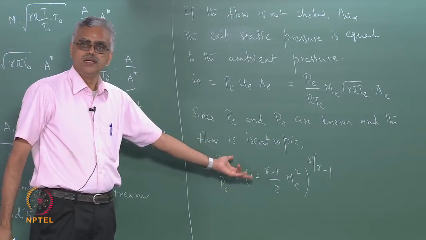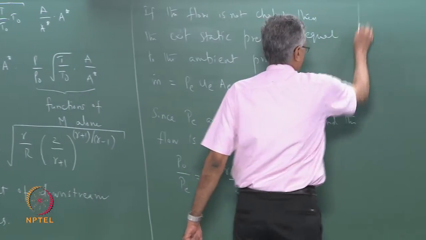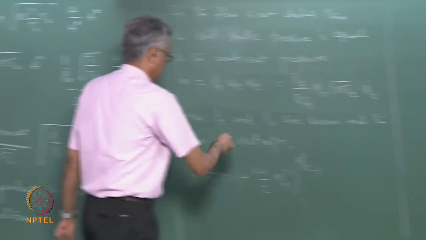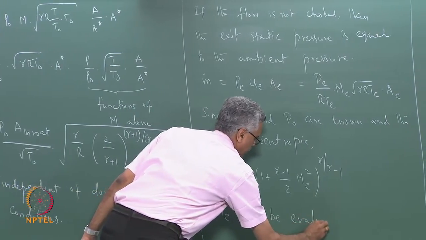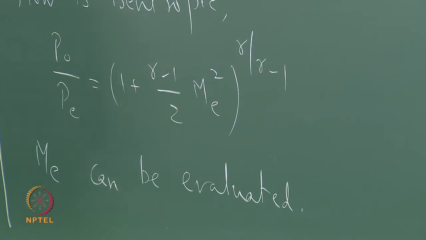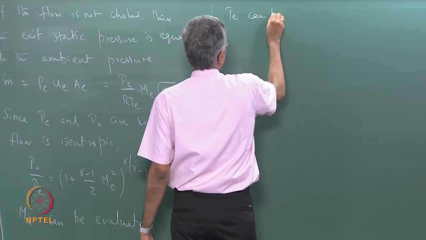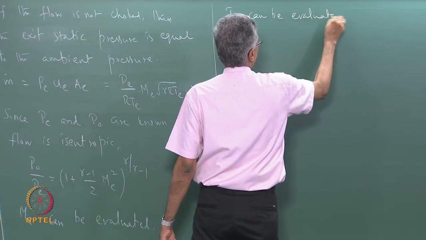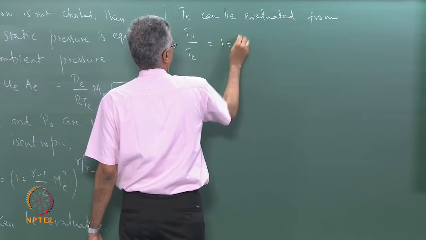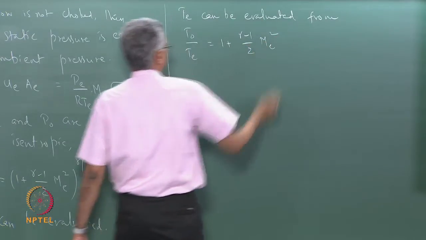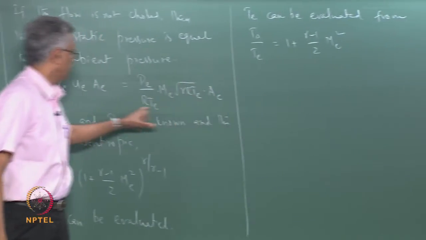Once I know Me, the exit static temperature can also be calculated. T0 is known. So, from this Me can be evaluated, and once Me is known, other things can be evaluated. So, Te can be evaluated from this relationship: T0 over Te is equal to 1 plus gamma minus 1 over 2 times Me squared. T0 is known, so Te can be evaluated, and once I know that, notice that I can now evaluate the mass flow rate through the nozzle.